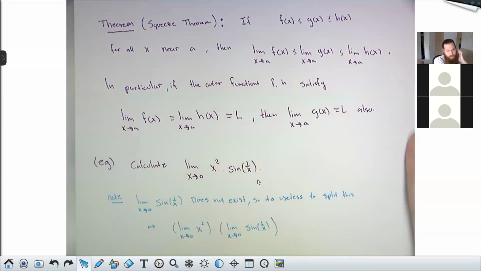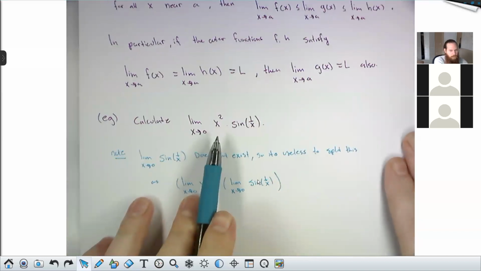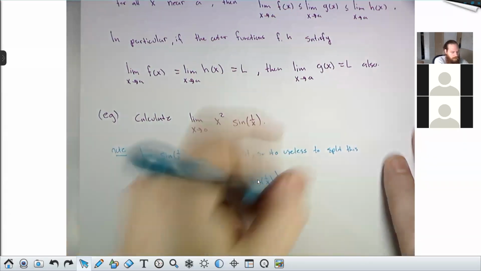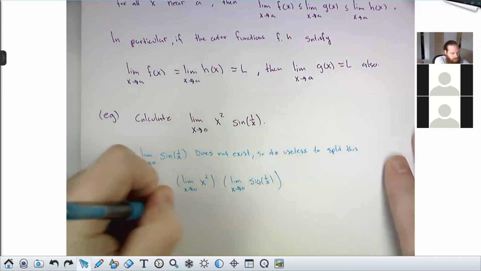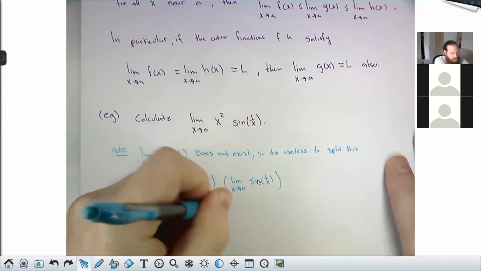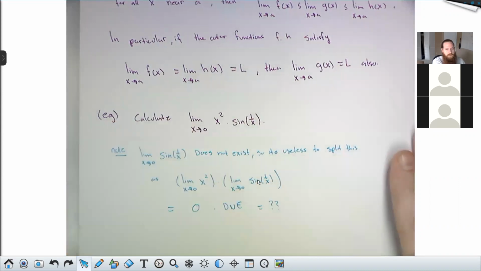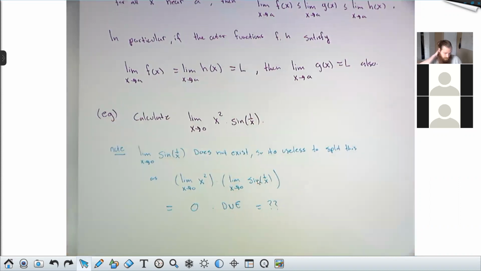Right? If we just jumped in using our limit laws, the limit law says, okay, well, you've got a product here. You can take the limit of each of those things separately. But it turns out that that doesn't work because this guy does not exist, right? This would look like 0 times DNE, which who knows what that is? Right, it's certainly not clear.